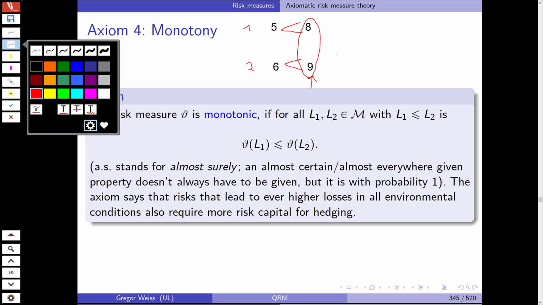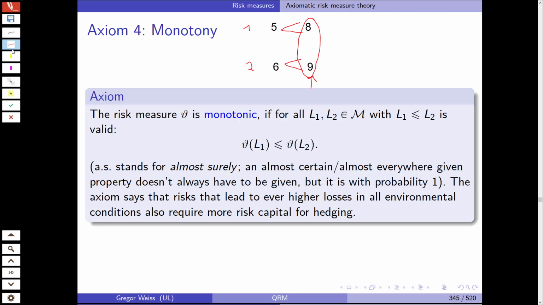There is, however, one confusion often with students and people who are looking at this. If we have a risk that looks like this, 4 and 12, monotony doesn't say anything about this scenario, because here we can see that it's worse here and it's better here, so we cannot make any statement on this comparison between L1 and L2. L1 needs to be smaller or equal to L2 in all settings and all scenarios. That's the important part.